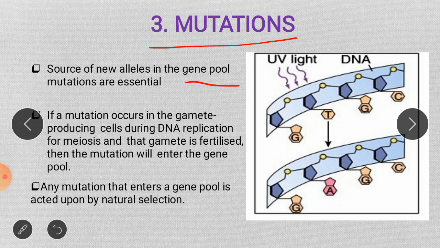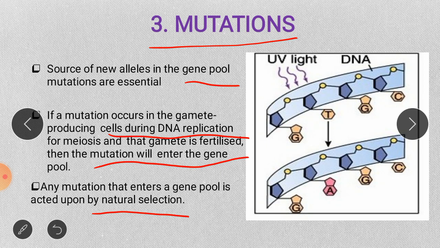So you will get a variation here if a mutation occurs in a gamete producing cell during DNA replication for meiosis, and such a gamete is fertilized, then the mutation will enter your gene pool, that is going to shift the allelic frequency. So any mutation that enters a gene pool is acted upon by natural selection.